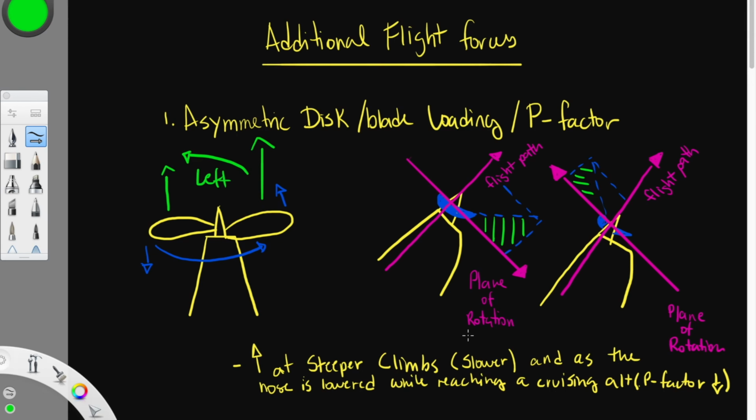This is called P-factor. Now, P-factor is not just seen at high angle of attack or as the airplane noses up to climb. The opposite would happen when the nose is lowered when you're trying to reach a cruising altitude. When you transition from climb to cruise, P-factor decreases. All right, so you got to know that. So this force is going to decrease.